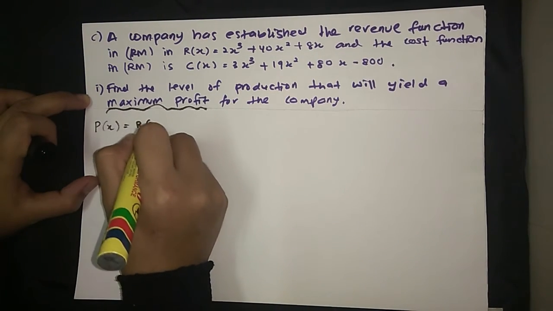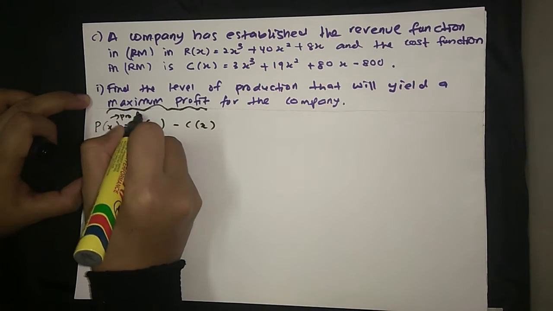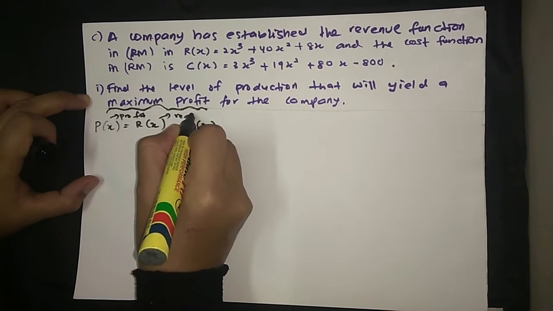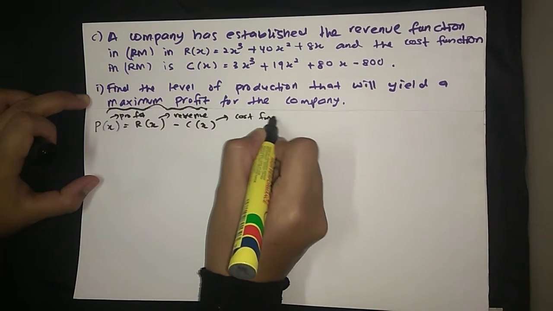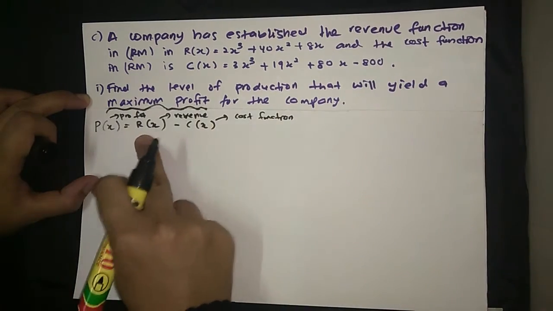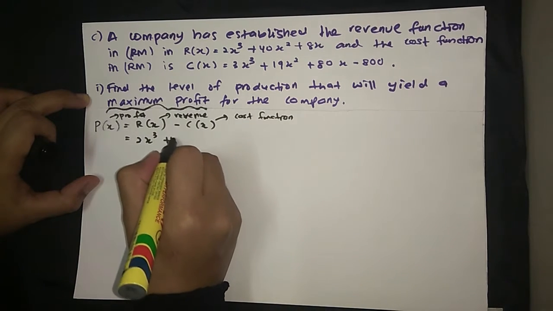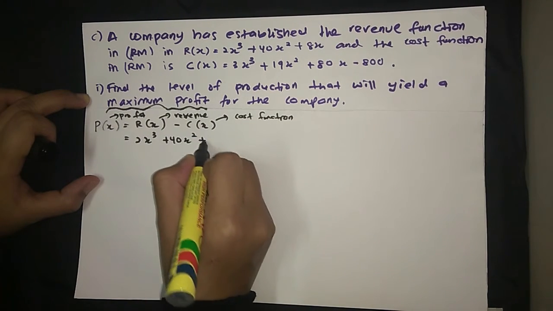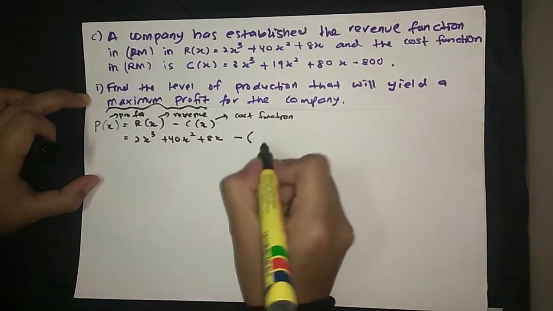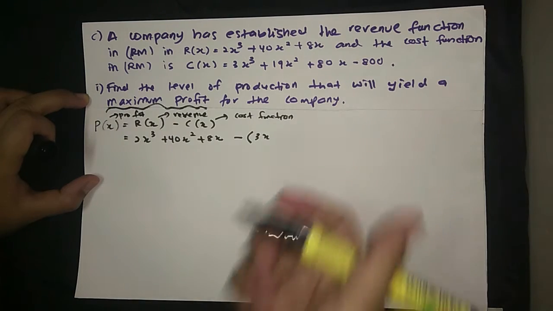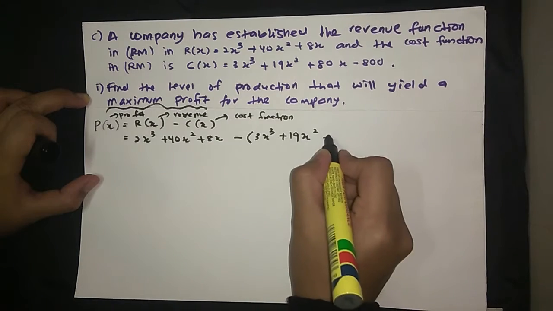So we take out the profit formula. This one is profit, this one is revenue, and this one is cost function. So profit equal to revenue minus cost function. The question has given us the revenue function and also the cost function, so we just write down again: 2x cubed plus 40x squared plus 8x minus the cost function, which is 3x cubed plus 19x squared plus 18x minus 800.